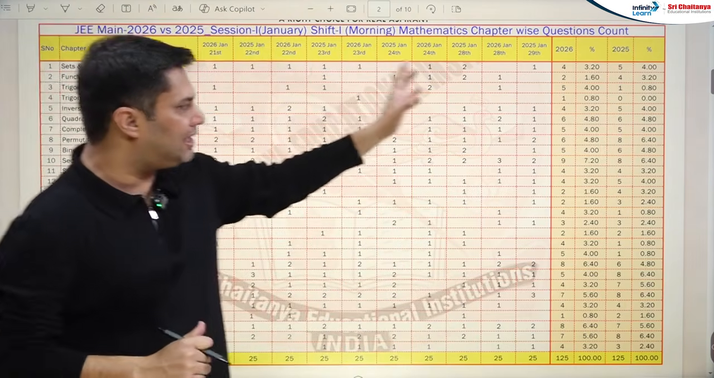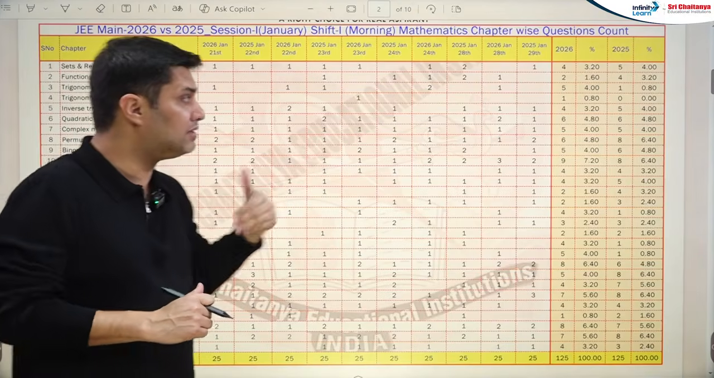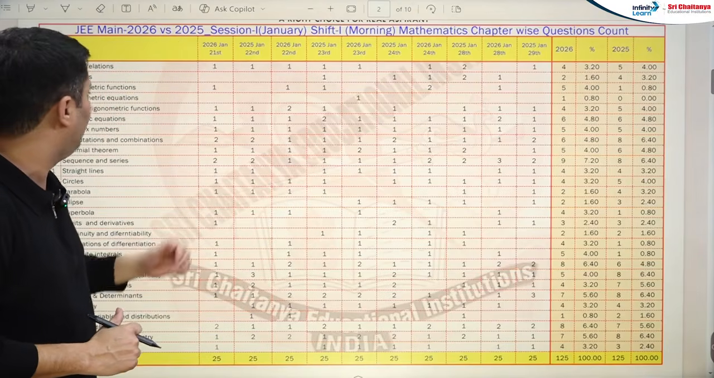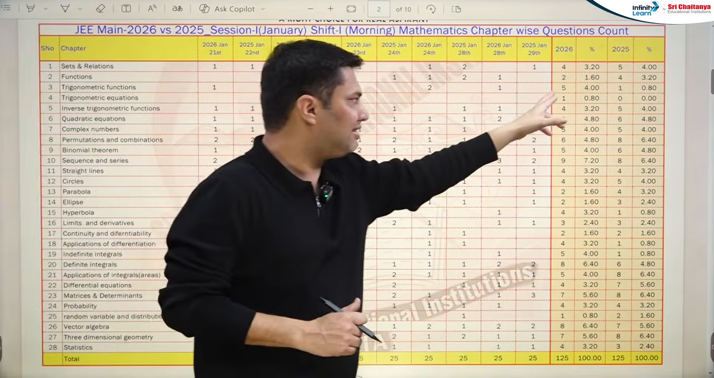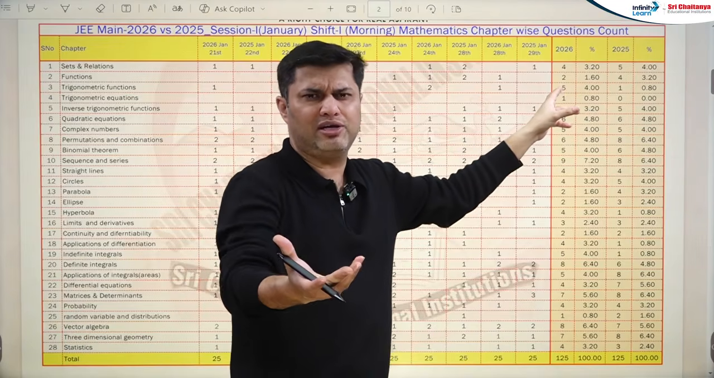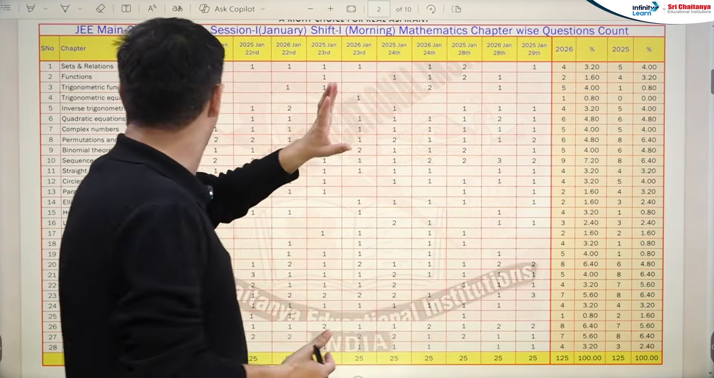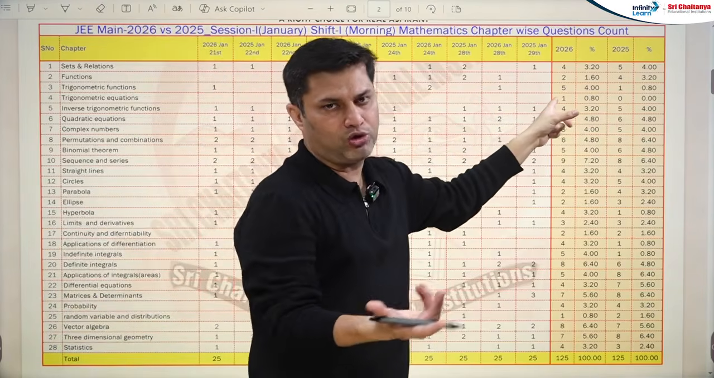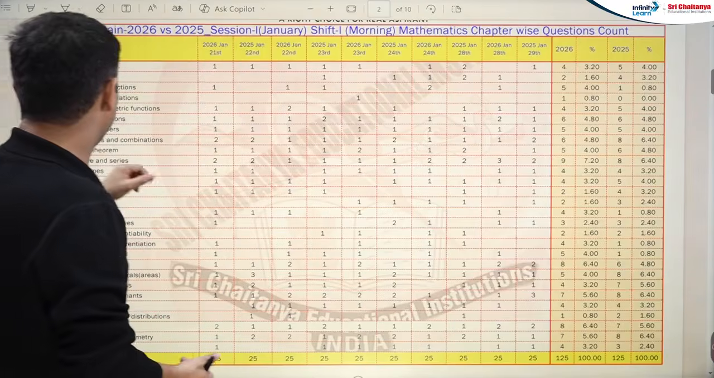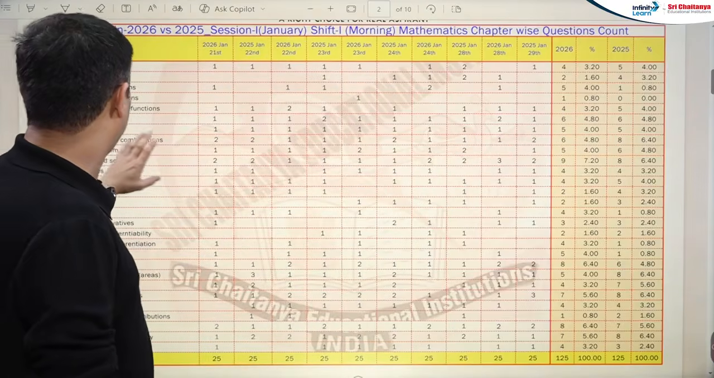For functions, you can clearly see 2 and 4. So functions' weightage has declined by 50%, like only 2 questions have been asked. But yes, trigonometry has increased, like 5 questions this year. Five questions means almost in every alternate shift a question has been asked, and 1 question last year. For trigonometric equations, only 1 question, but this is out of syllabus. Now, inverse trigonometry again 4 and 5, so slightly decreased.